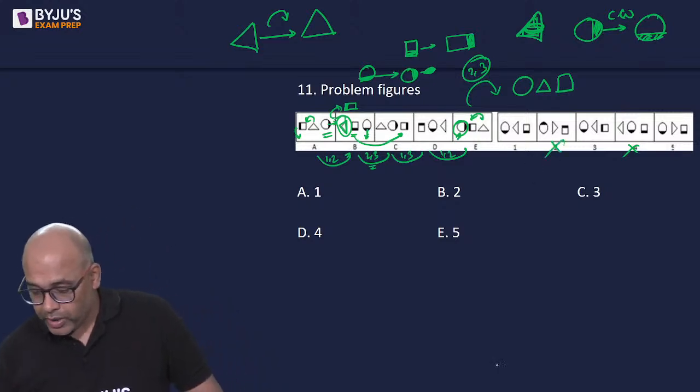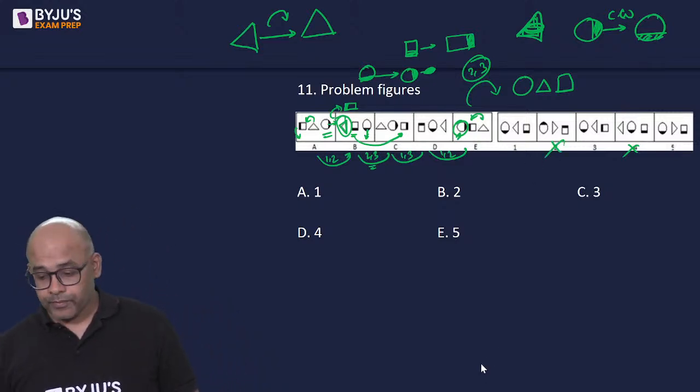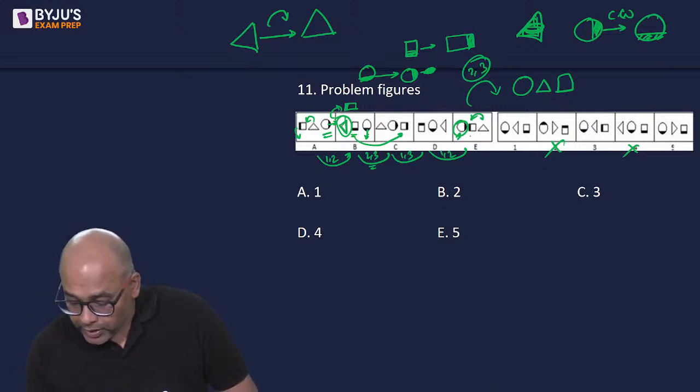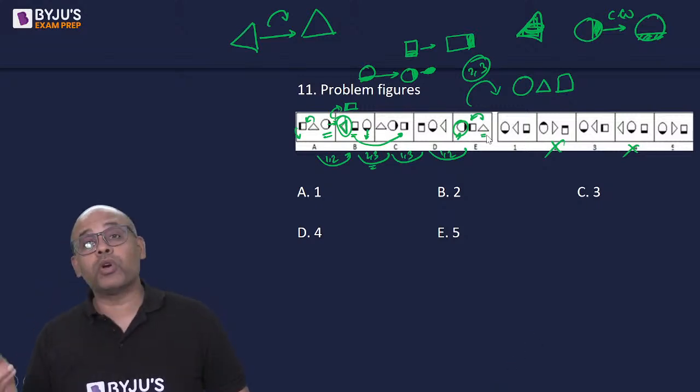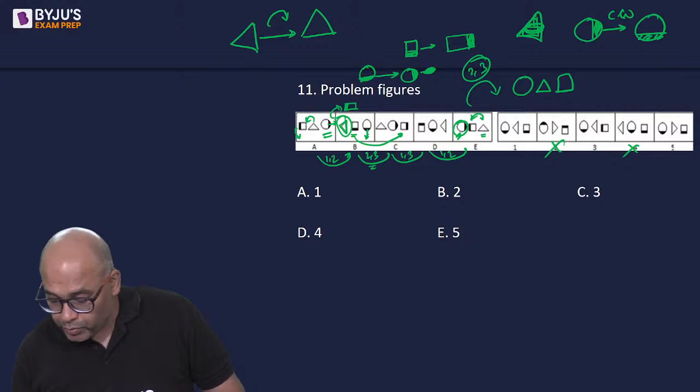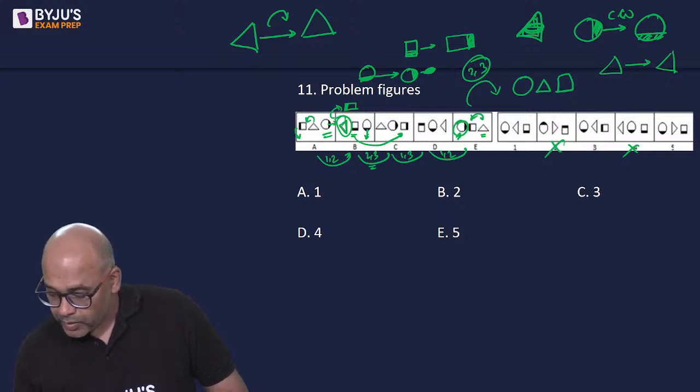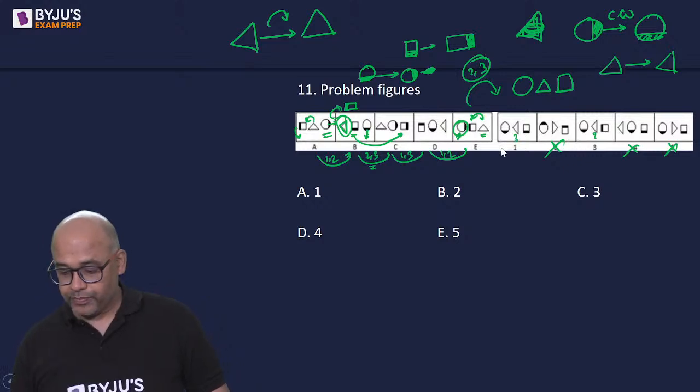So 2 is ruled out. Okay. What else? Now this triangle should move counterclockwise. Triangle should move counterclockwise means if it is looking up, this should become like this. So this is gone. This may be true. This may be true. Okay.